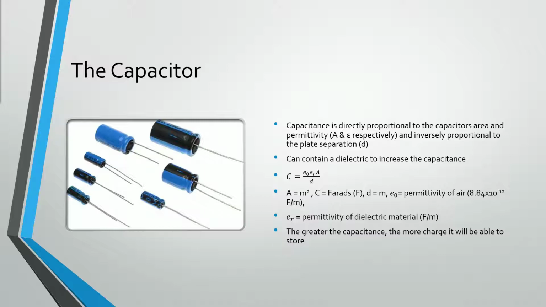Capacitance is also directly proportional to the area of the conducting plates of the capacitor as well as its permittivity, whilst being inversely proportional to the distance between the conducting plates. Capacitance can also be increased by introducing a dielectric material.